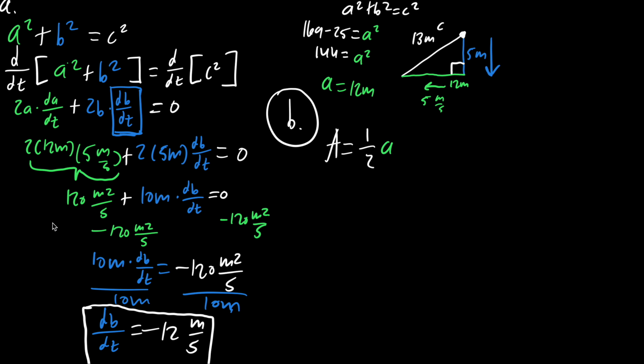times A, which is the base of the triangle, times B, which is the height of the triangle. I guess A is the height of the triangle, and it doesn't really matter. It's just a matter of semantics. And then, since we want to know the rate of change of the area of the triangle, we're going to take the derivative with respect to time of both sides.